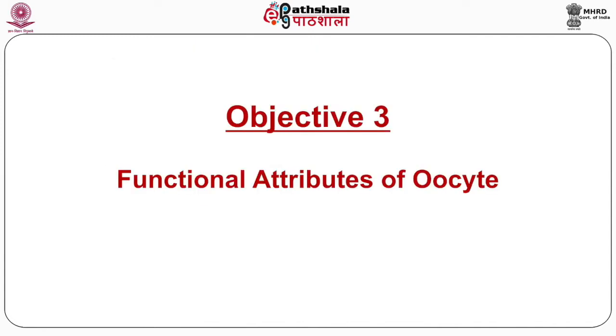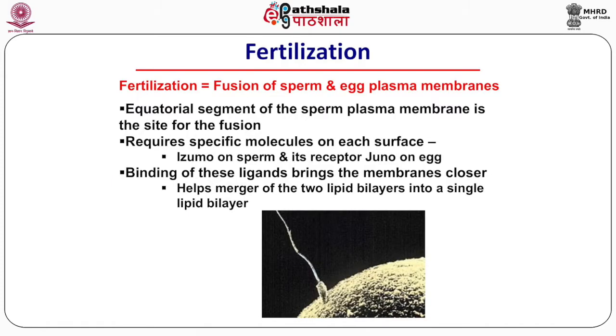Let us move on now to the functional attributes of the oocyte. The most important function of the oocyte is fertilization. Fertilization means the fusion of sperm and egg plasma membrane. There are special regions of both sperm plasma membrane and oocyte plasma membrane which are involved in the fertilization process. The equatorial segment of the sperm plasma membrane is the site where fusion takes place. Similarly, the polar region of the oocyte plasma membrane is not involved in the fertilization process.